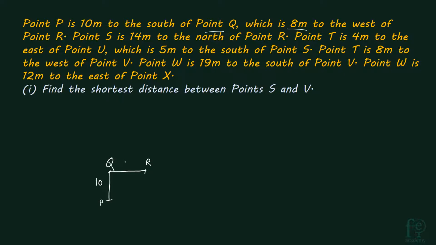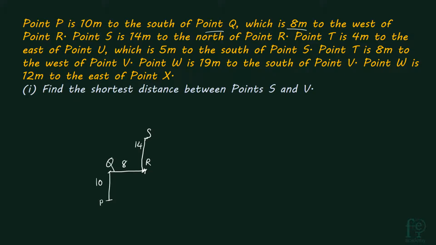So somewhere point R should come and point Q is 8 meter west. R should be to the east of Q. So this distance is 8. Point S is 14 meter to the north of point R. So somewhere to the north, 14 meters distance, point S should come. So point S is 14 meters to the north of point R.